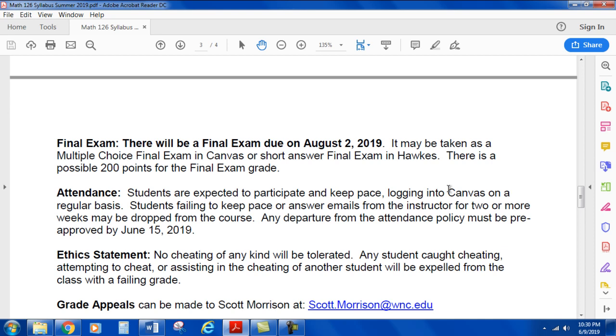Attendance. The students are expected to participate and keep pace, and log into Canvas on a regular basis. Students failing to keep pace or answer emails from the instructor for 2 or more weeks may be dropped from the course, and that's being very generous. It should be a week because we're so fast-paced. Any departure from the attendance policy must be pre-approved by June 15, 2019.